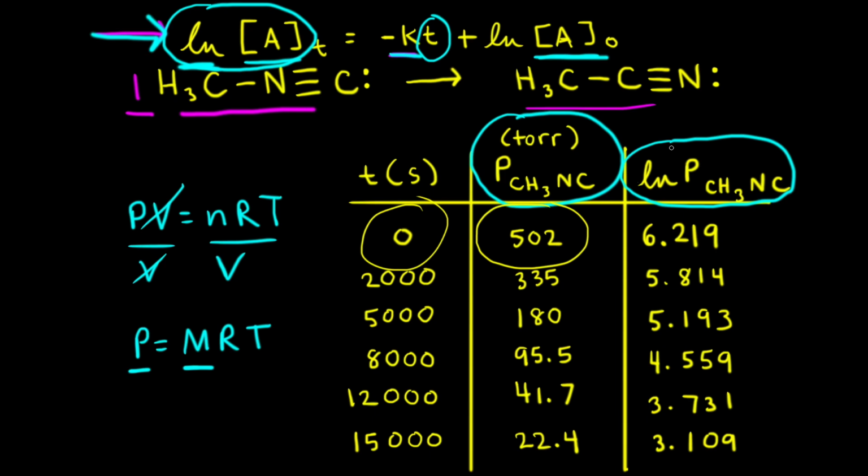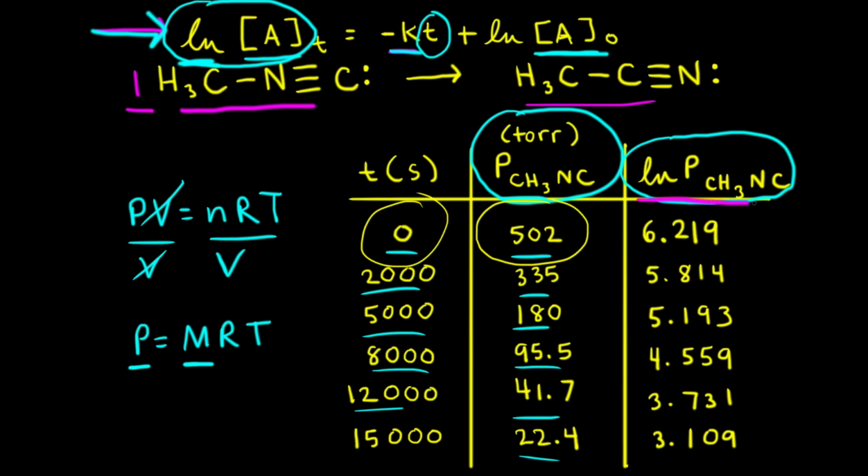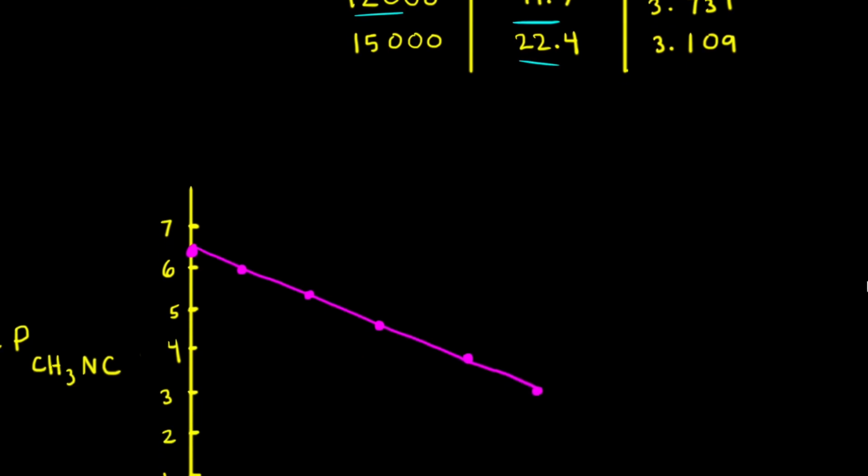To save time, I've gone ahead and filled in this last column here, the natural log of the pressure of methyl isonitrile. Notice what happens as time increases, right? As time increases, the pressure of methyl isonitrile decreases since it's being turned into acetonitrile. So for our graph, we're going to have the natural log of the pressure of methyl isonitrile on the y-axis, and we're going to have time on the x-axis. So notice our first point here, when time is equal to 0 seconds, the natural log of the pressure is equal to 6.219. So let's go down and look at the graph.